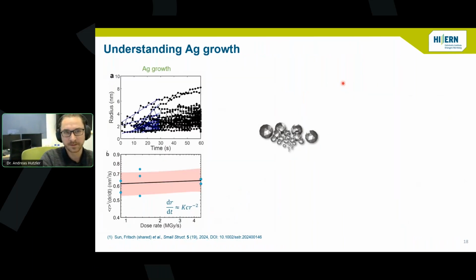And what we wanted to do is we wanted to understand growth and nucleation, and we start with the growth. There we looked at the temporal evolution of the size of the nanostructures that we observed, and they did several experiments at different dose rates. And what they got is a plot like this with the data points in blue. And these are really statistically relevant data points because we have hundreds of particles characterized in there.